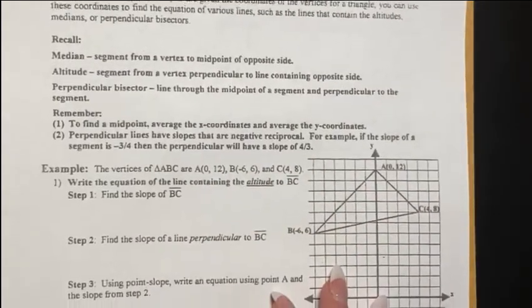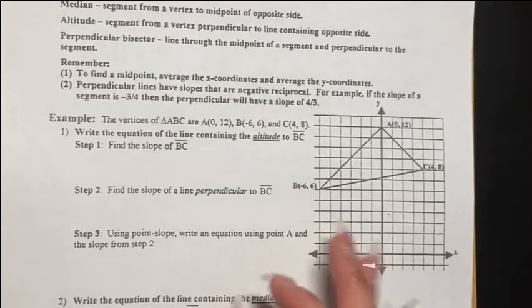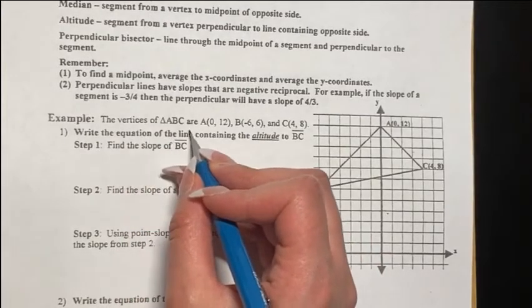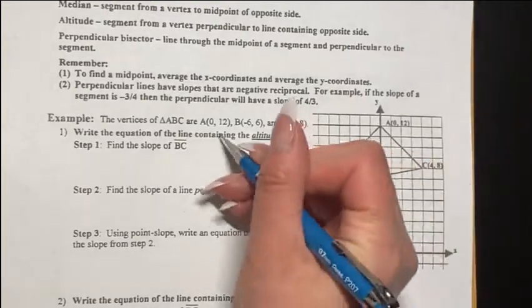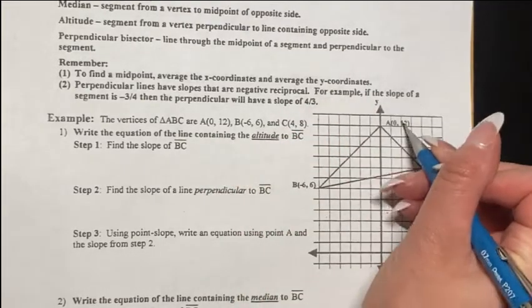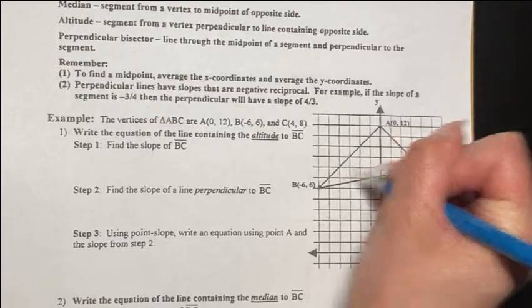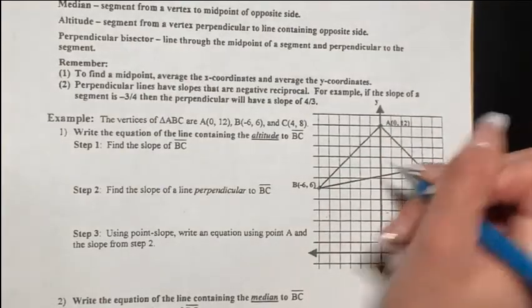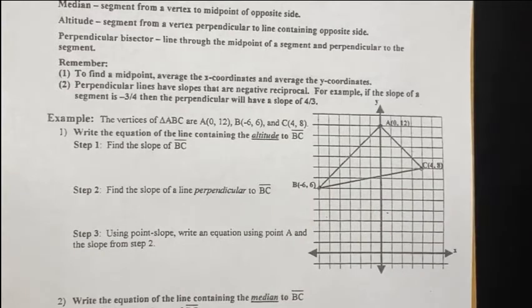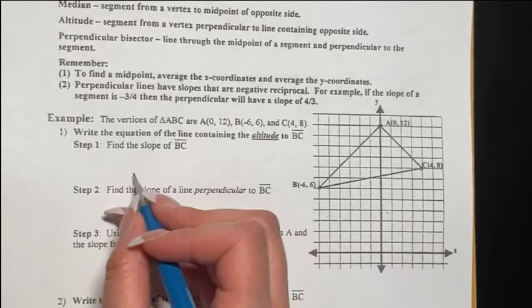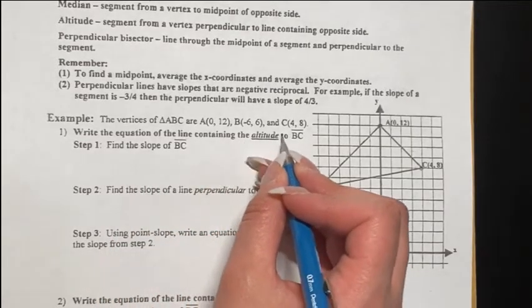Okay, so let's look at this example. This example tells you the vertices of triangle ABC, which is this one, are these, which you already have here, in this beautiful triangle. So what we need to do is write the equation of the line. What are you going to do to find the equation of the line that contains the altitude?